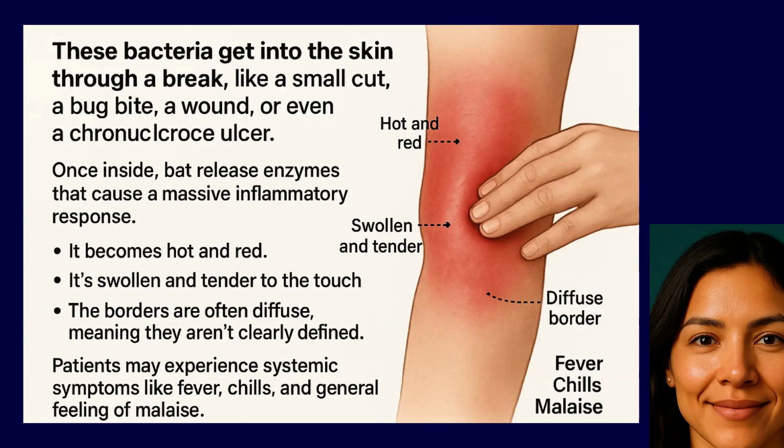This is why the affected area has some very distinct characteristics. It becomes hot and red. It's swollen and tender to the touch. The borders are often diffuse, meaning they aren't clearly defined. Patients may also experience systemic symptoms like fever, chills, and a general feeling of malaise.